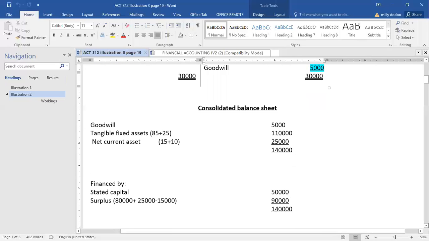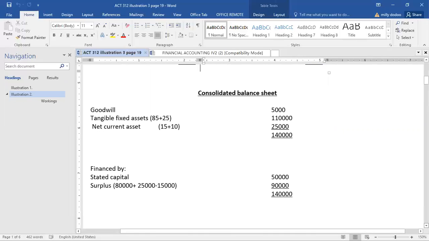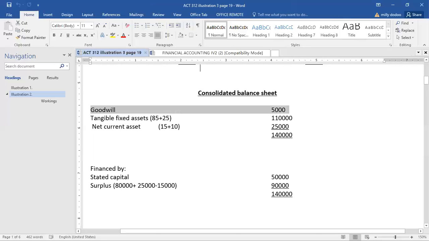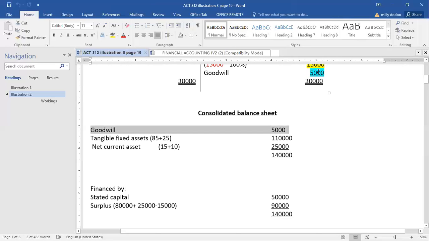Then from there, you prepare the balance sheet. Because we were not told to write off goodwill, we didn't test for any impairment. We maintain the goodwill. So the goodwill of 5,000 that you had over here, are you seeing it? You are now representing it over here. So consolidated balance sheet, goodwill 5,000. Then the other things follow.